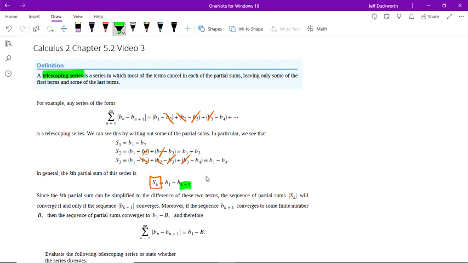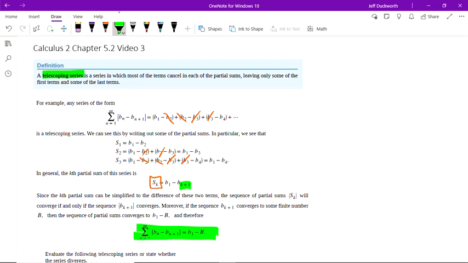Now since the kth partial sum can be simplified to the difference of these two terms, the sequence of the partial sums, S_k, will converge if and only if the sequence b_(k+1) converges. Moreover, if the sequence b_(k+1) converges to some finite number B, then the sequence of partial sums converges to b1 minus B, because eventually we're getting to whatever big B is at the end. So if it converges, this is what it's going to look like.